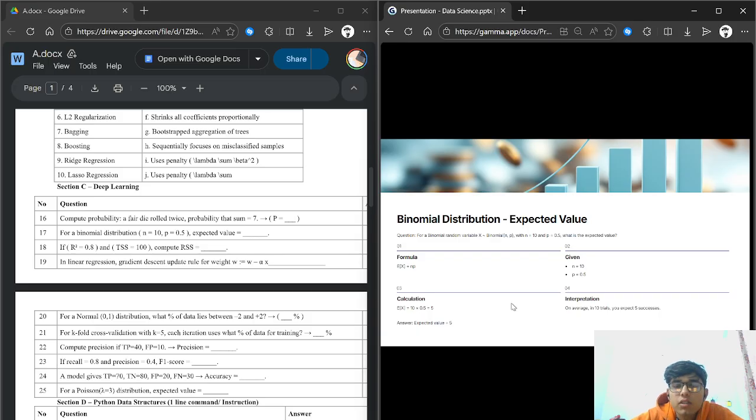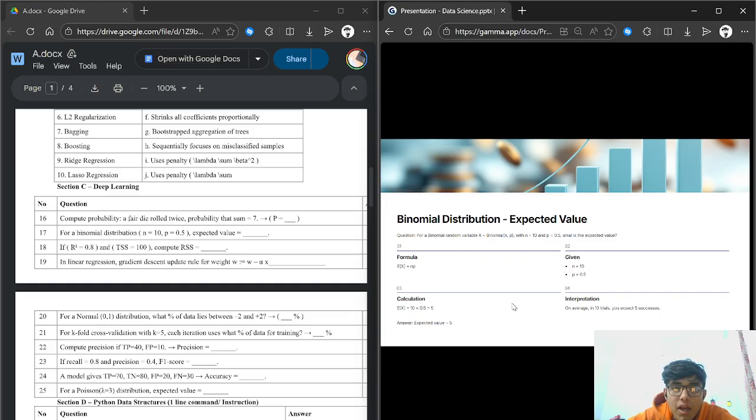For a binomial distribution with parameter values n equal to 10 and p equal to 0.5, the expected value is simply given by the multiplication of n and p, which is 5. This can be interpreted as that, on an average, we expect 5 successes out of 10 trials. Let's proceed to the next question.